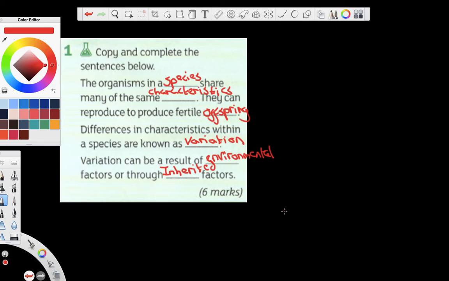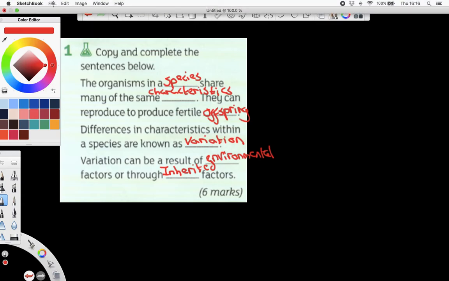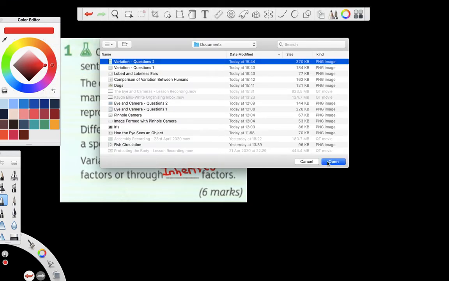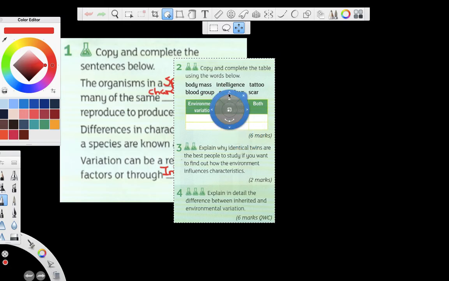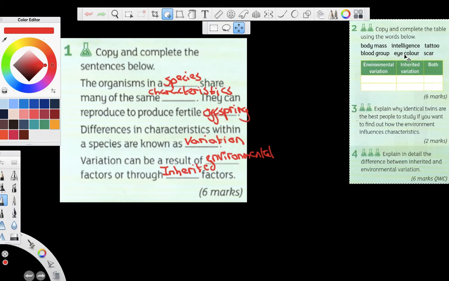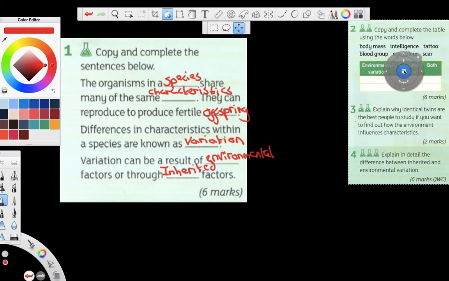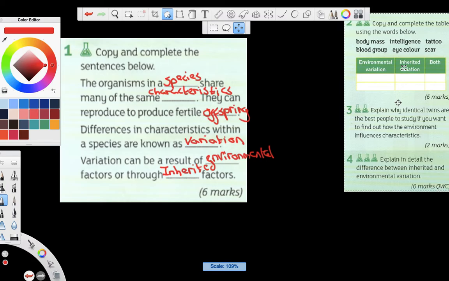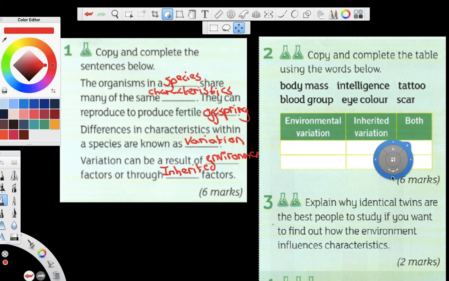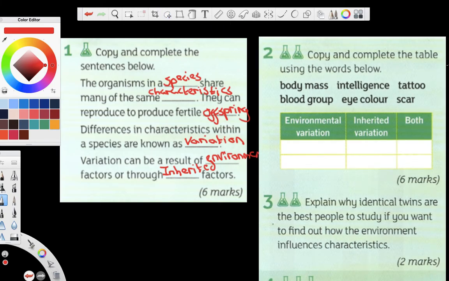So what I'm going to do, because we haven't got much room, we'll try and do it without removing that so that you can mark it. So let's add our second question. How am I going to do this? In fact, I'm going to make that bigger. I'm just going to add them in and then we'll refresh the screen. So for question 2, it says, copy and complete the table using the words below.